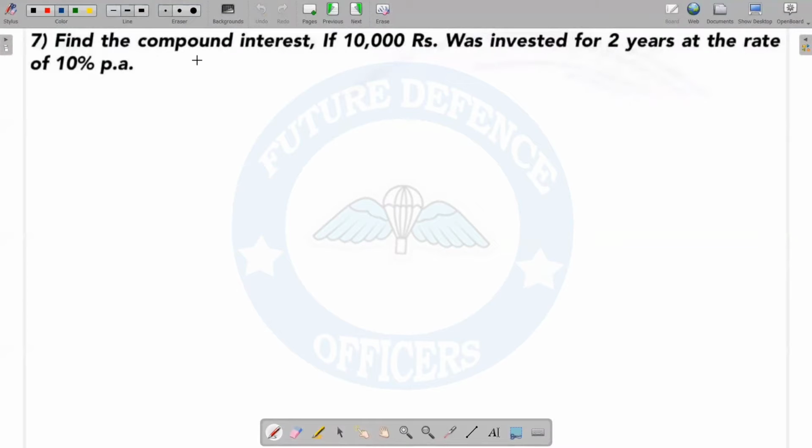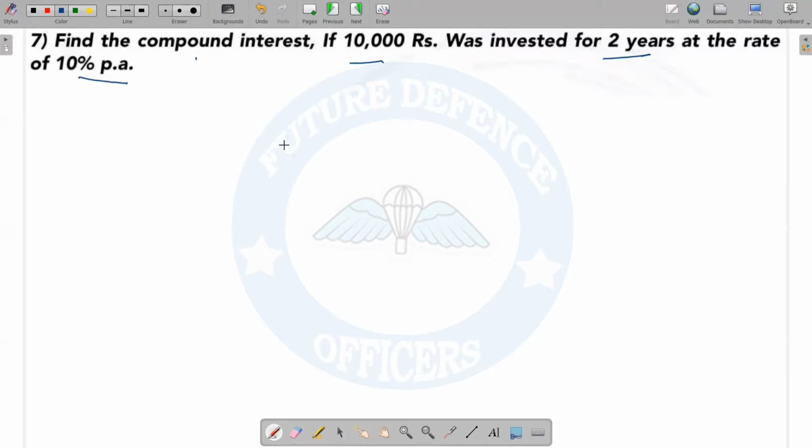Let's see one more question. Find the compound interest. Now we come to compound interest. Simple interest questions we have seen so many, I think the basics are clear. Let's read the compound interest question: find the compound interest if 10,000 rupees were invested for 2 years at 10% per annum.